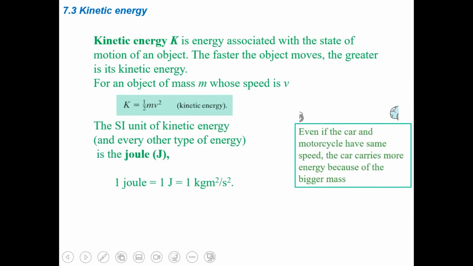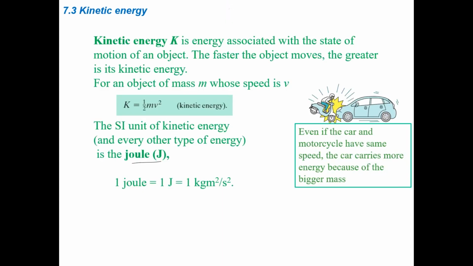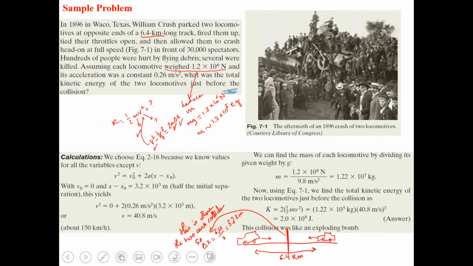To study mechanical energy, I will start with the energy associated with motion, which is the kinetic energy K. It's equal to half mv squared, where m is the mass of the object and v is the speed of this object. The energy has a unit of joules. In fact, that's the unit for any form of energy, like even chemical energy and electric energy. All of these will be measured in joules.